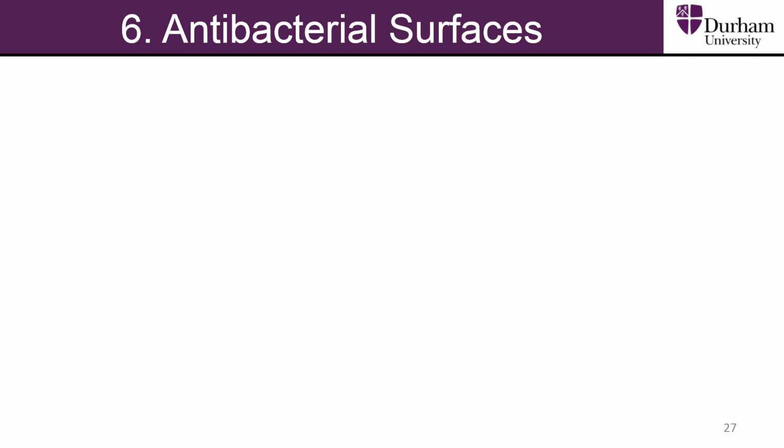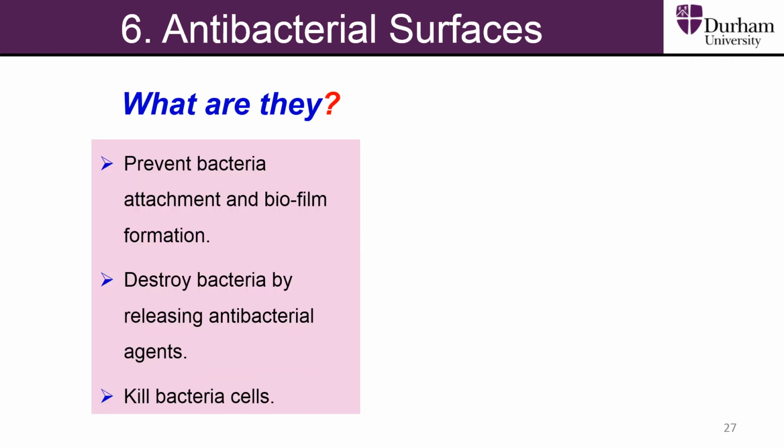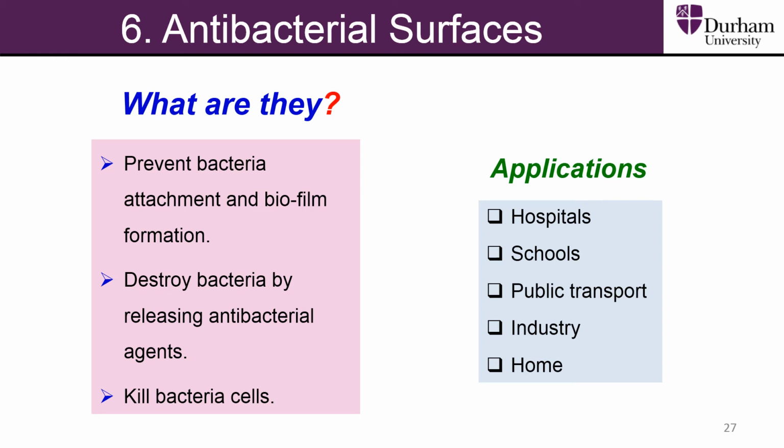One potential solution to the problem of bacteria transmitting via surfaces is the use of antibacterial surfaces. So, what are antibacterial surfaces? There are three different types. First, surfaces which can prevent the attachment of bacteria and biofilm formation. Second, surfaces that release antibacterial agents. And third, surfaces that kill bacterial cells that come into contact with the surface. Such surfaces are useful to prevent bacterial infections in different public sectors like hospitals, schools, transport, industry, and even homes.